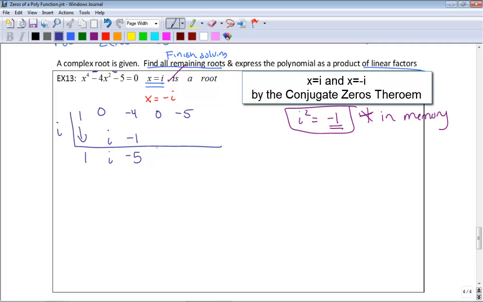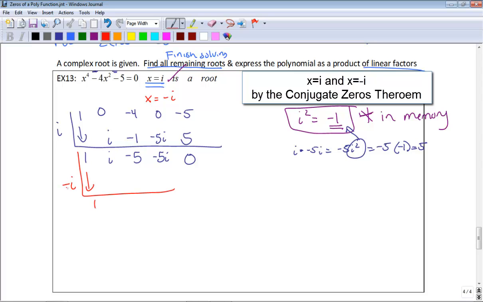i times -5 is -5i. Well, 0 plus anything is itself. And i times -5i would be -5i squared. Remember, i squared is -1, so you're looking at -5 times -1, which is +5. -5 plus 5 is 0. Now remember, you're already told that i is a root, so you should be getting 0 as a remainder. Now you have to divide it by -i.